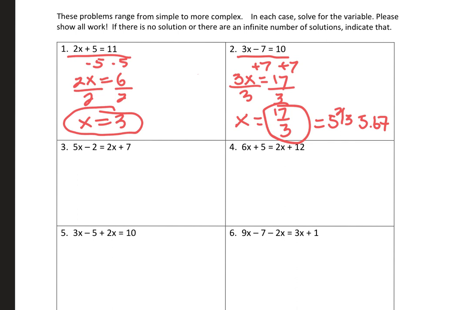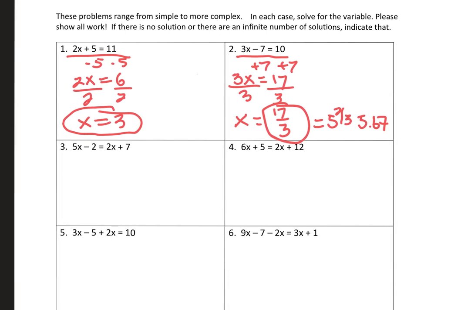Okay, the next one, the difference, it has numbers and x's on both sides. So we have to get x's on one side, numbers on the other. So we'll get x's on one side by subtracting 2x from both sides. And that means we're left here with 3x.